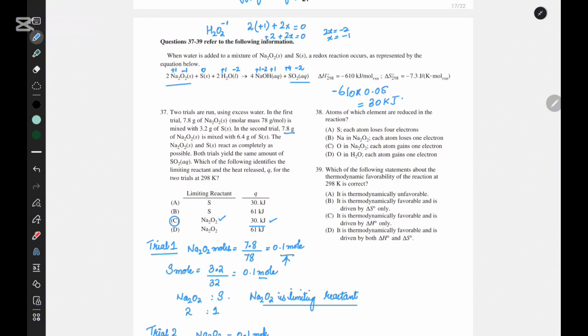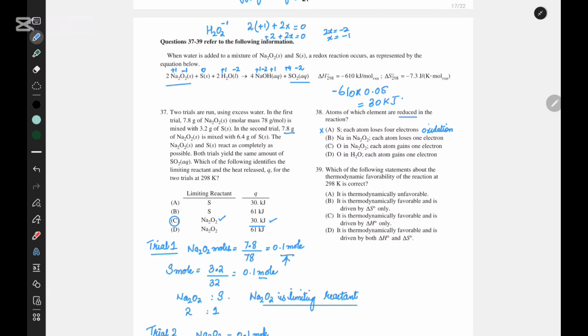So now what happens here, you can see sulfur, each atom loses 4 electrons. So first option, they are saying sulfur each atom loses 4 electrons, but they want us to find what is reduced. When it loses 4 electrons, because it is changing from 0 to +4, oxidation is happening there. So that's why this option is wrong.